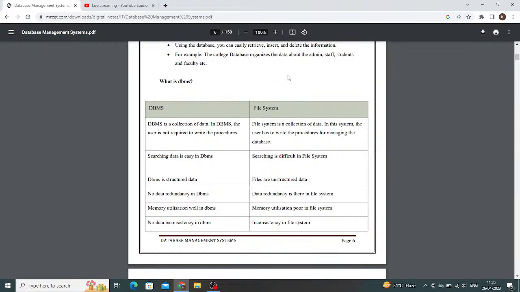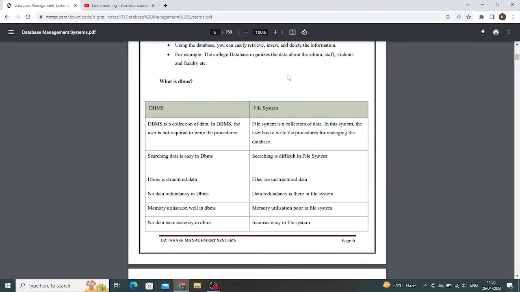No data redundancy in a database. Redundancy means there is no duplicacy present. A particular student's name may be the same, or even the father's name, but the roll number is different, because every university gives a different roll number to every student, so according to the roll number we can find a particular student. Data redundancy is present in a file system. Memory utilization is good in DBMS. Memory utilization is poor in a file system.